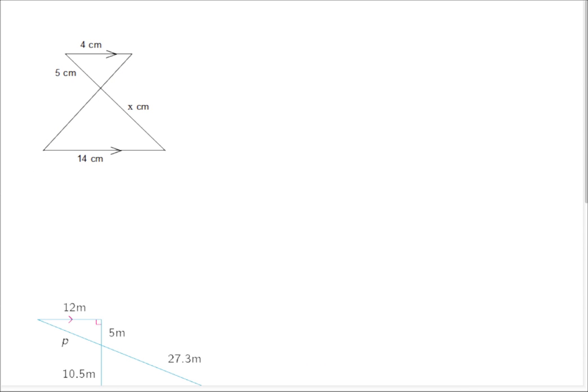So I'm going to take my colors again. And I'm going to say, first of all, I know that this angle and that angle are the same. And the reason I know they're the same is because they're across from each other. Anytime two lines cross, the angles across from each other are the same.